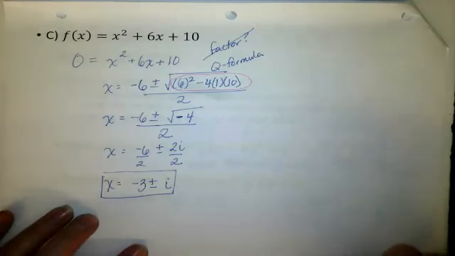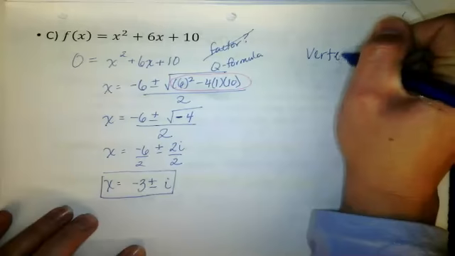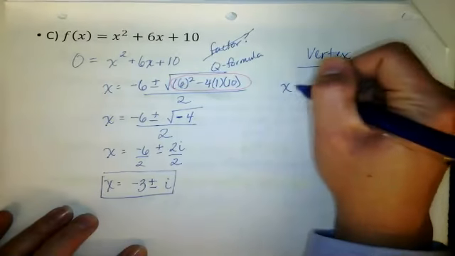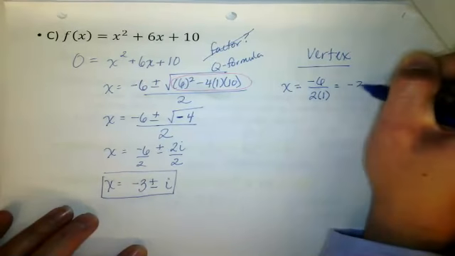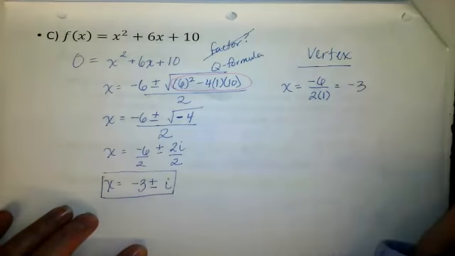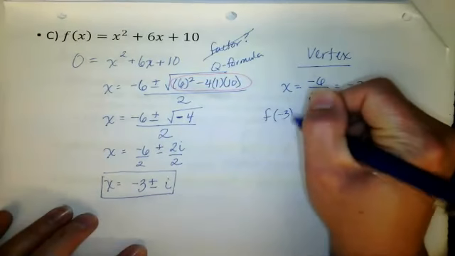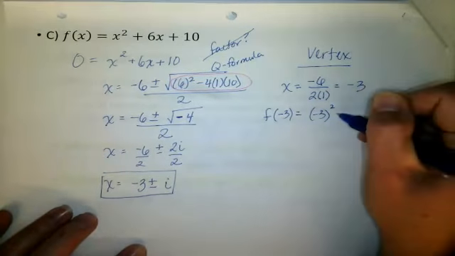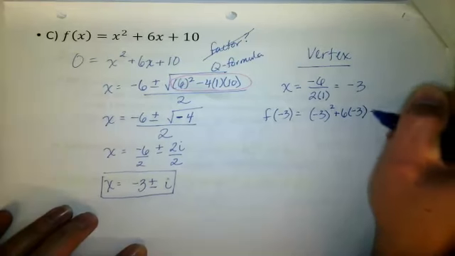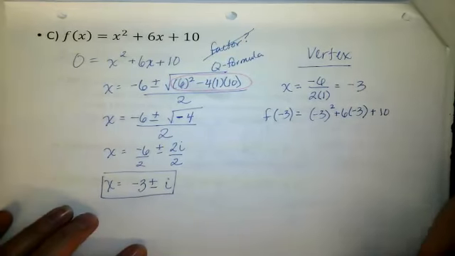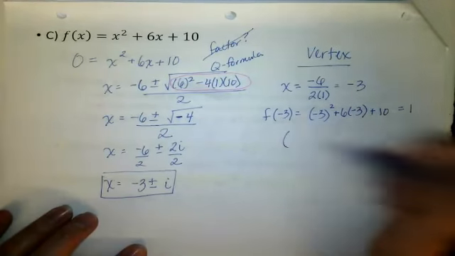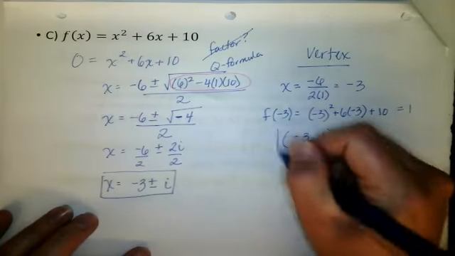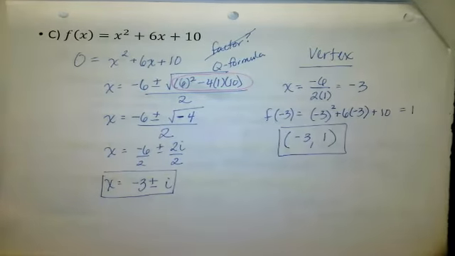So there's my 2 x-intercepts. And then to find my vertex, x equals the opposite of b, all divided by 2a, which is just -3. And then f of -3, -3 squared plus 6 times -3 plus 10. So plugging it back in, 9 minus 18 is -9 plus 10 is 1. So my vertex is at -3, 1, sorry.